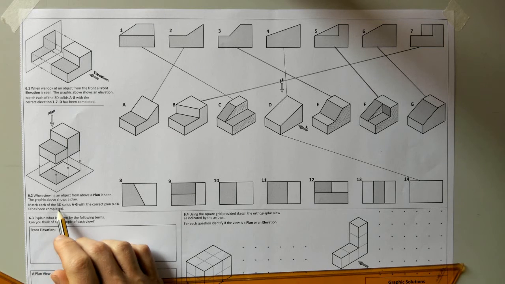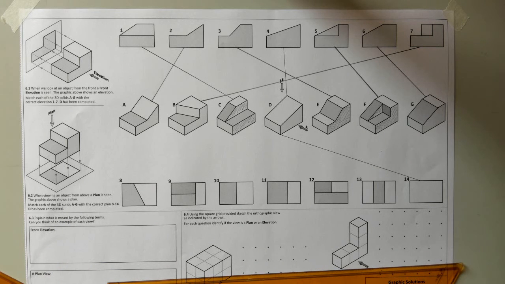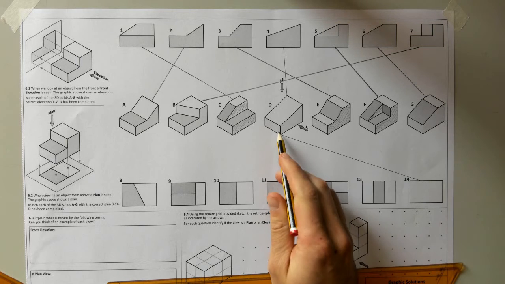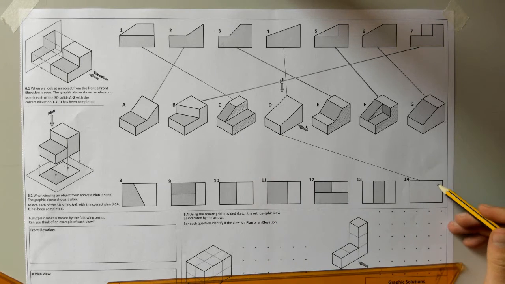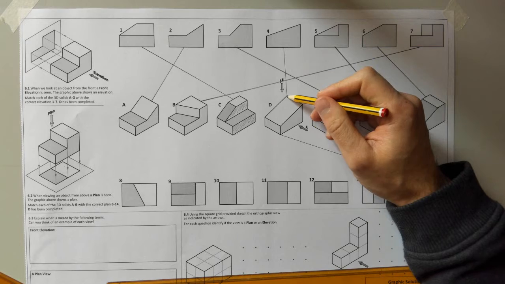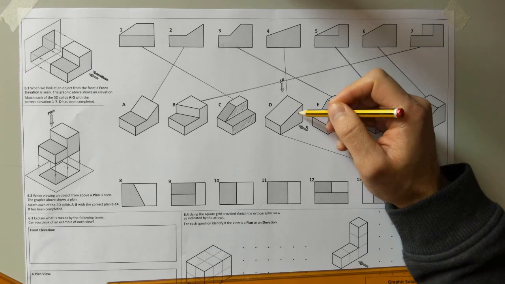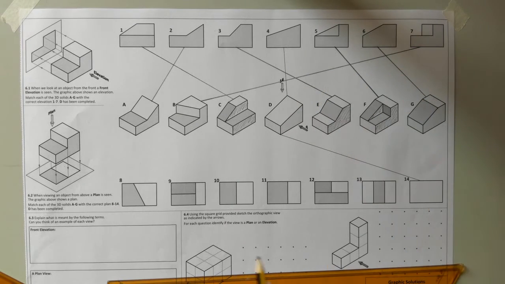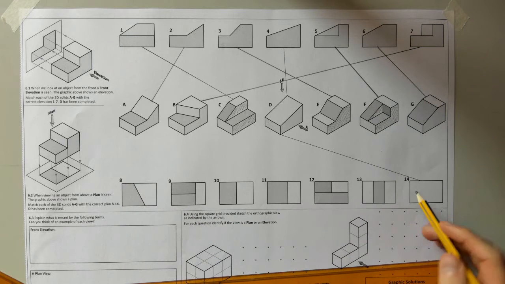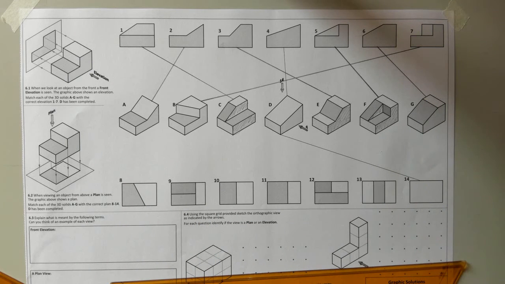So it tells us then to match each of the 3D solids A to G with the correct plan, 8 to 14. So with the first one, with D, it's actually done again for us. So D here is connected to 14. So we can see when we look down this one, we're going to see a rectangle. No other lines drawn, just a full rectangle. We look across all of these here. It's the only one that has that rectangle drawn.